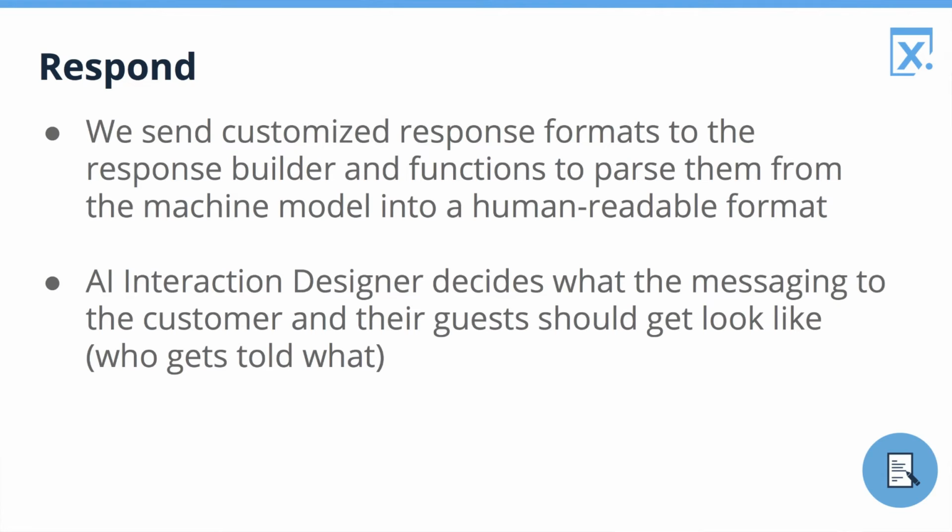We have a wonderful AI interaction designer, Diane, who could not be here tonight, who has written a set of templates that get dynamically generated at runtime to decide what the messaging to our customer and their guests should look like. So who gets told what at the moment where the emails need to be sent out. And we pass a great deal of context from the decision-making application to our templates so that they're almost mini decision-making applications in and of themselves. They decide who gets told what based on what we previously told that person in the thread.